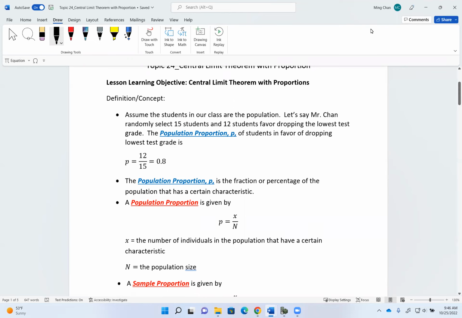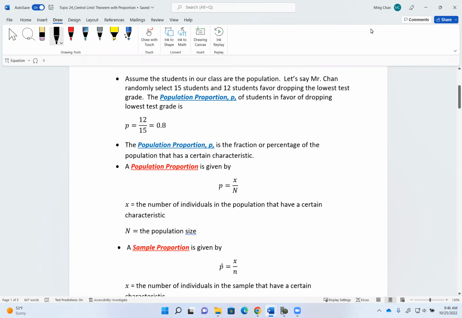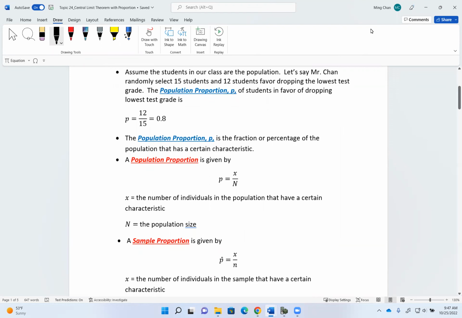The population proportion p is the fraction or percentage of the population that has a certain characteristic. The formula is given by x over N, where x is the number of individuals in the population that have the characteristic, divided by the total population size. The characteristic here is that 12 students favor dropping the lowest test grade.